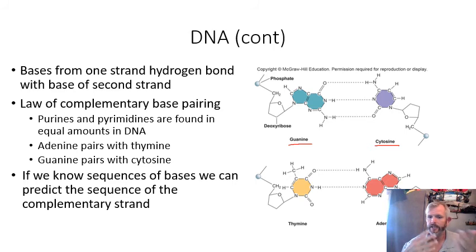Okay, so if you know one strand, you can figure out what the sequence of the bases is in this other strand, because if it's G here, you know it's C over here. If it's C here, you know it's G over on this other strand. Okay, so just keep that in mind. We're going to see in RNA, it's a little bit different. We'll have uracil instead of thymine.